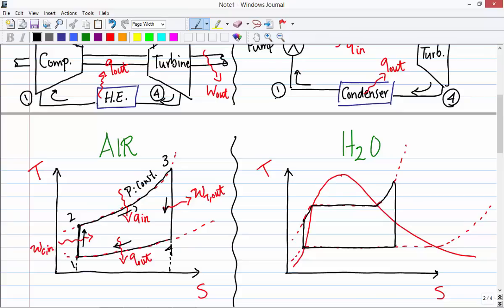So let's think a little bit more about the concept of condenser. The condenser is like, let's say you have a mixture of liquid and vapor and you just want to do something so that it ends up with only liquid. So you want to condense the vapor phase, right?